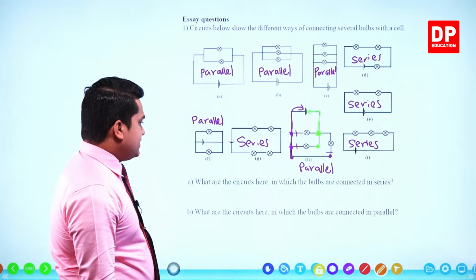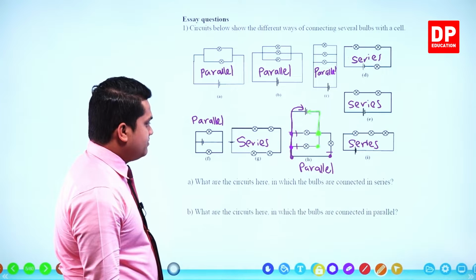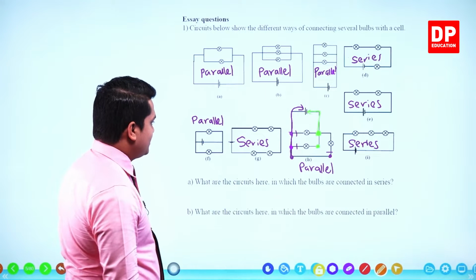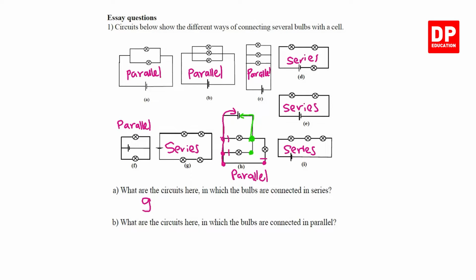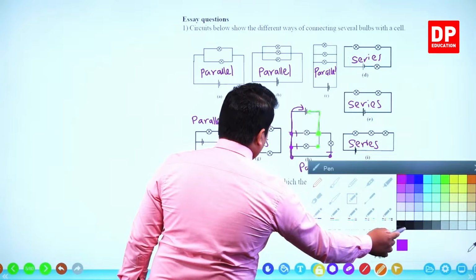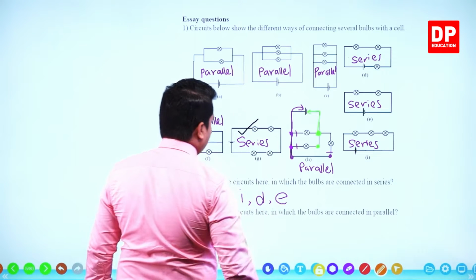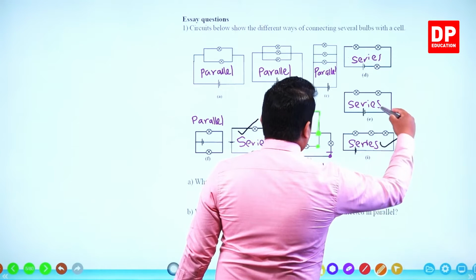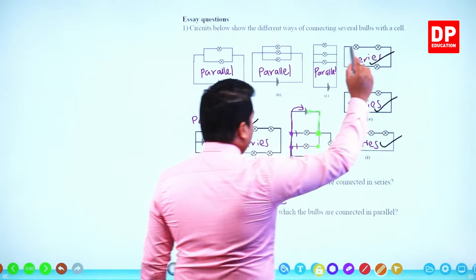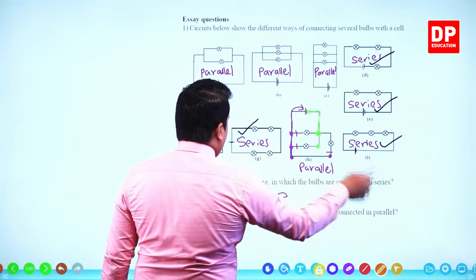Right, what are the circuits here in which the bulbs are connected in series? So G, I, D and E. There are 4 circuits in series connection, right? 4 circuits. Series, series, series and series. D, E, G, I.